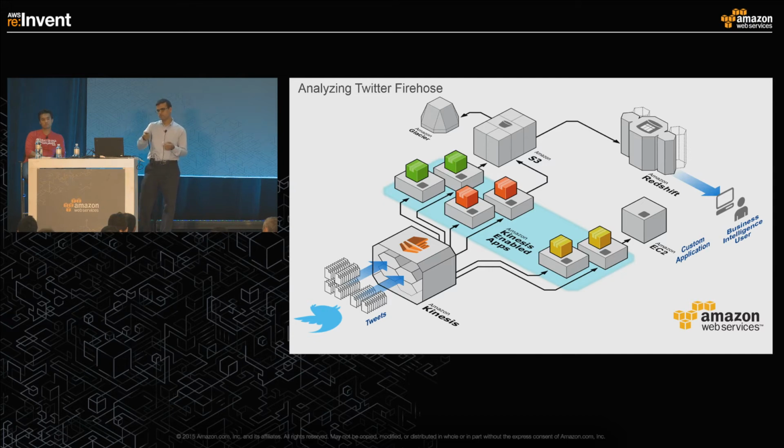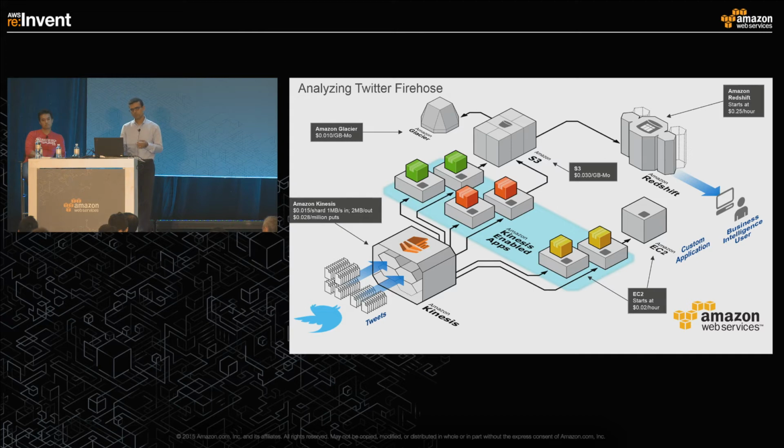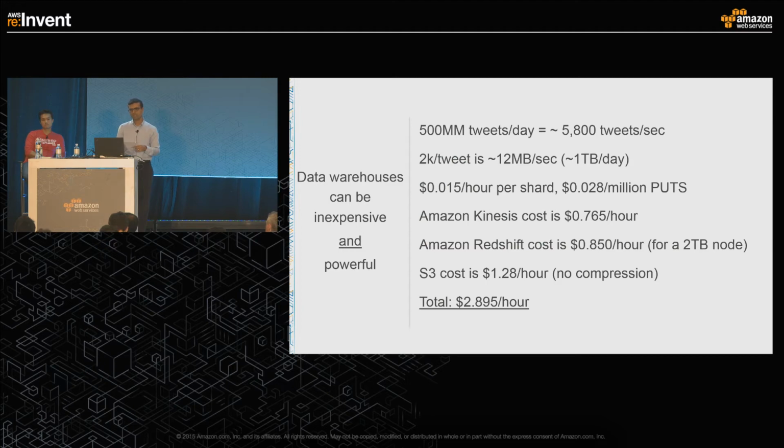Let's say you stream those through Kinesis, move that into Redshift or S3, depending on where you want to persist them. So different costs for each of these services. And it comes to less than $3 an hour to stream the entire Twitter Firehose and perform analytics on it using these various building blocks, less than how much it would cost you for a Starbucks coffee. So the idea here is you can perform really powerful analytics with Redshift and Kinesis and the other services that you have at a very cost-effective price point.